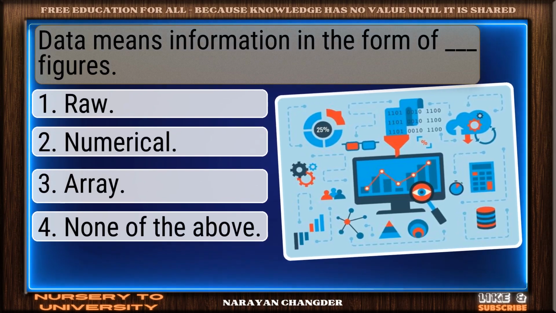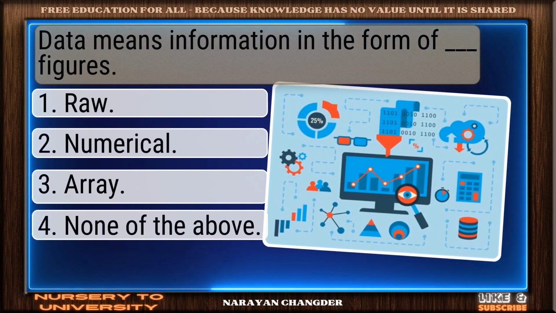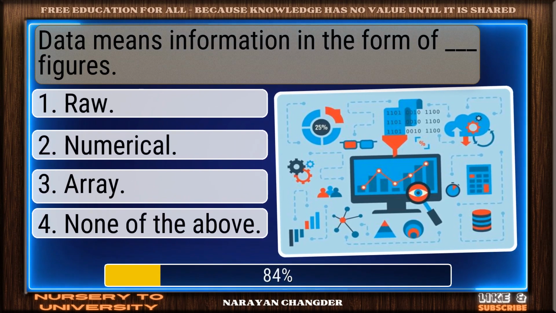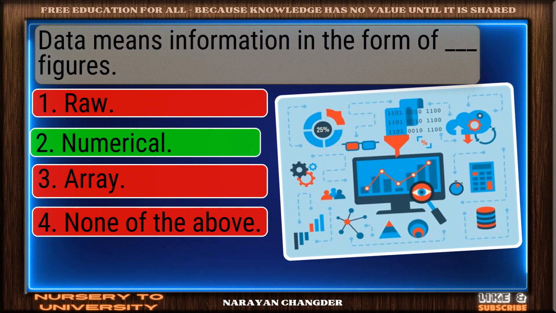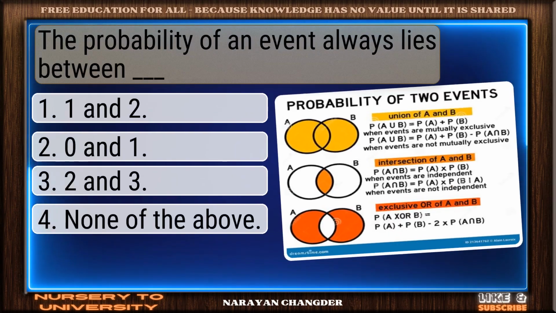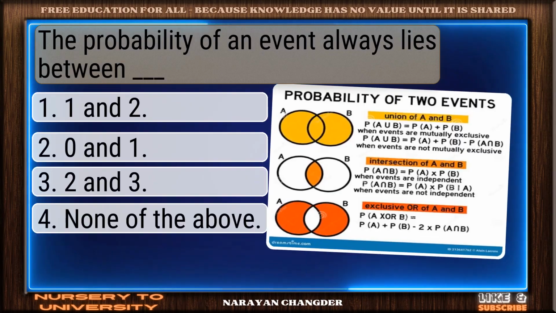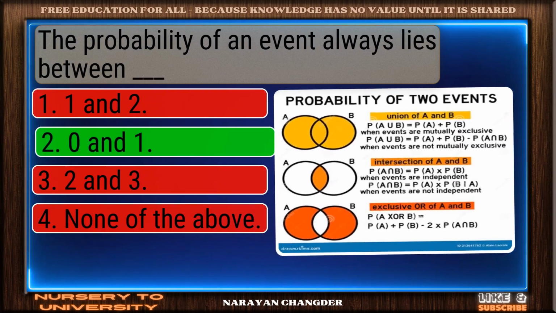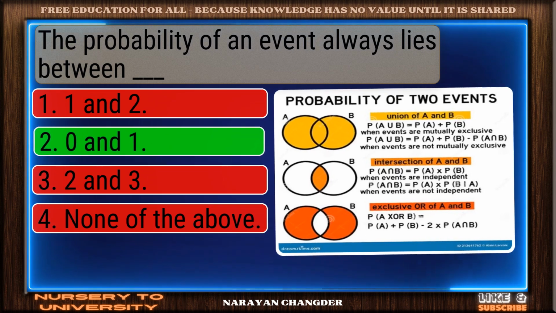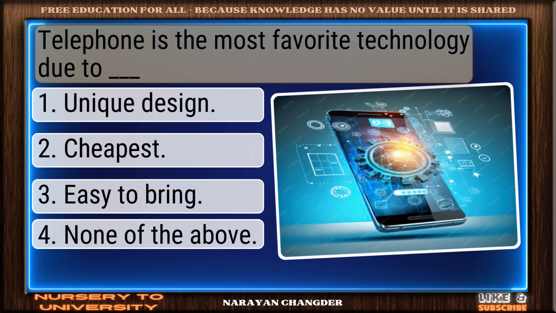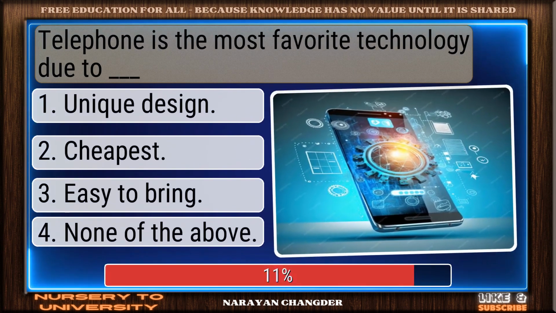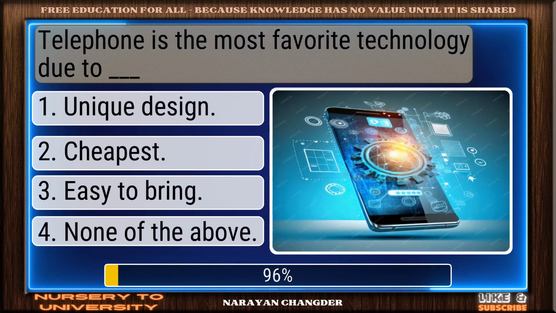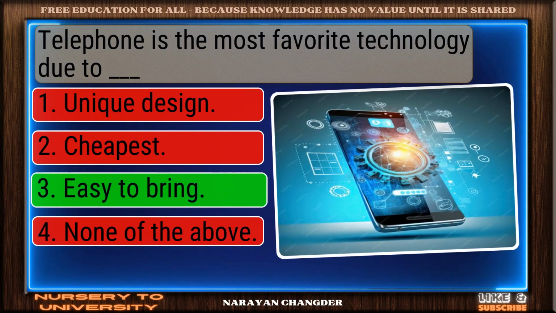Data means information in the form of dash figures. Right choice. Numerical is best. The probability of an event always lies between dash. Exactly, zero and 1 makes sense. Telephone is the most favorite technology due to dash. Valid point. Easy to bring is true.